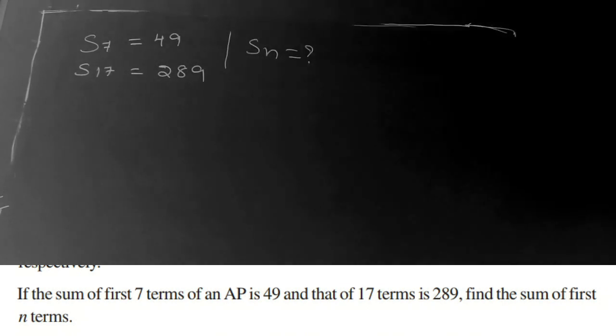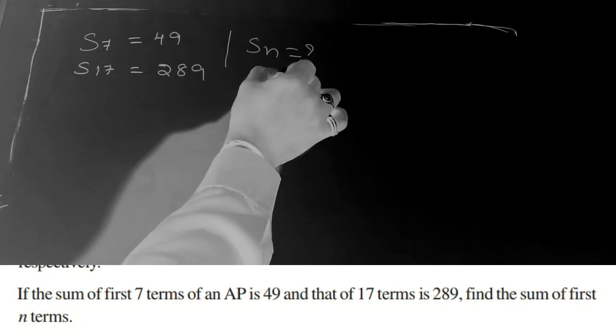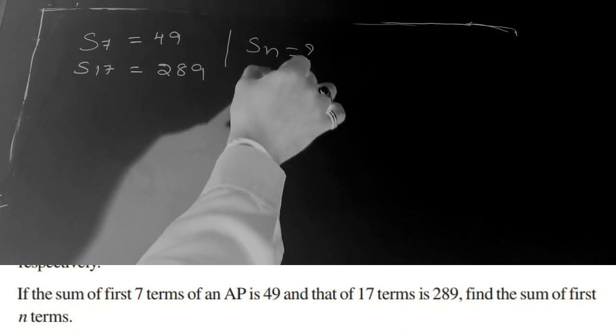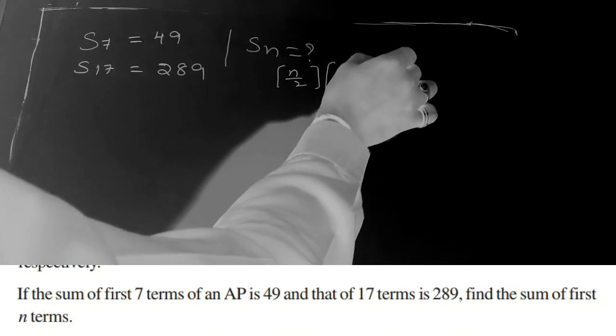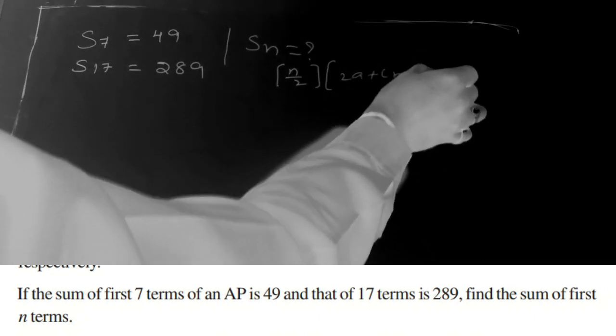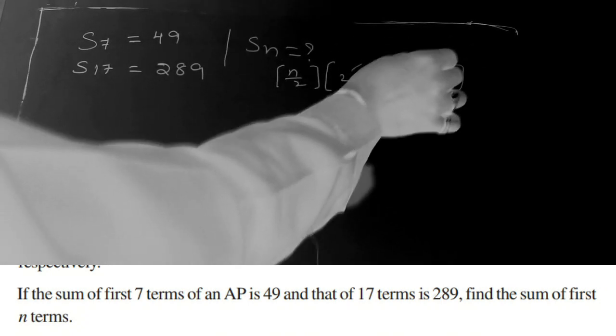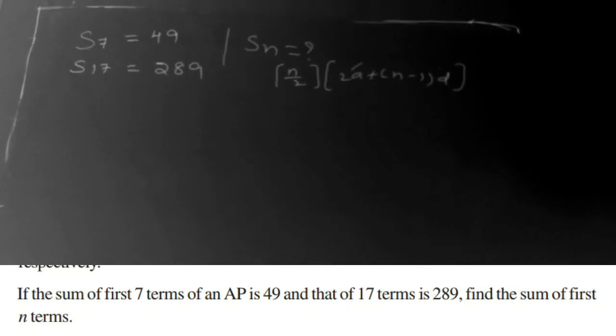Sn is nothing but n by 2 into 2a plus n minus 1 into d. So here we have to know the value of a and d, then we can find out the value of Sn.